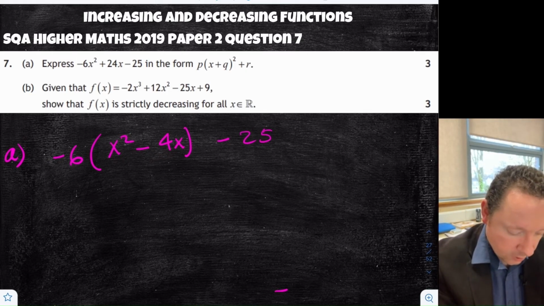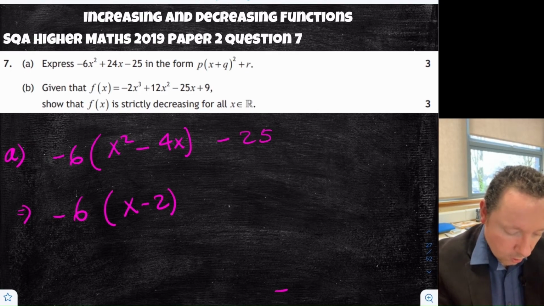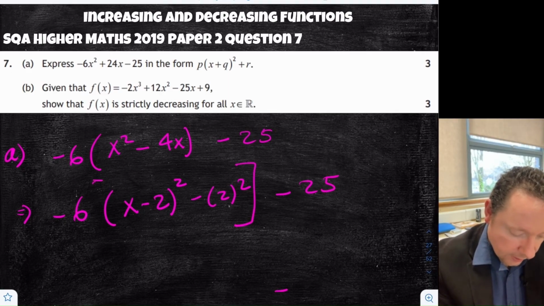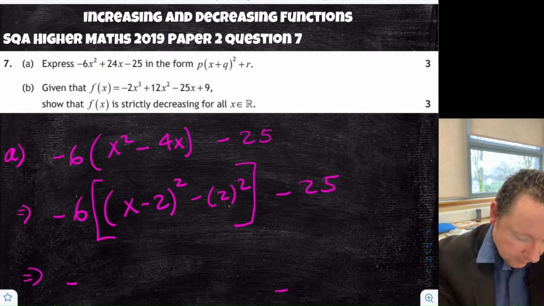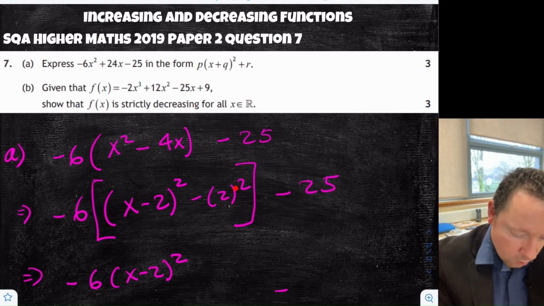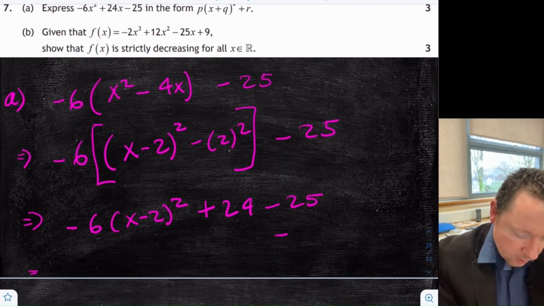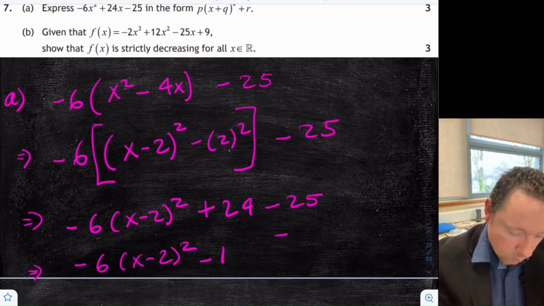So that gives you minus 6, half the middle term, x minus 2, all squared, and then immediately take away 2 squared, and we've still got minus 25 on the end. Just be aware that this is all times by minus 6 though, so we need big brackets around it. So that gives us minus 6, x minus 2 squared. 2 2s is 4, 4 6s is 24. So we get plus 24 minus 25 sitting on the end. So that's minus 6, x minus 2 squared. 24 minus 25 is minus 1.